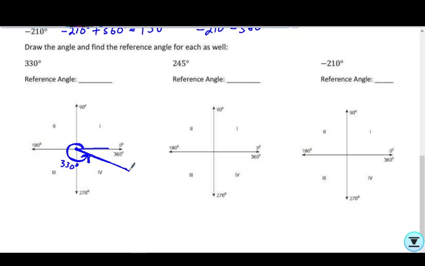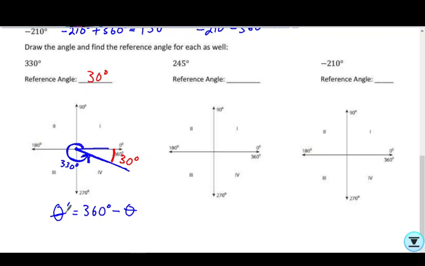Now my reference angle is the acute angle with the x-axis. So this angle right here is my reference angle. If this is 330 degrees, this reference angle is 30 degrees, because there are 360 degrees in a circle. Or you can use the equation theta prime equals 360 degrees minus theta. That's the equation for the fourth quadrant. Either way, you still get 30 degrees. The reference angle will always be positive.